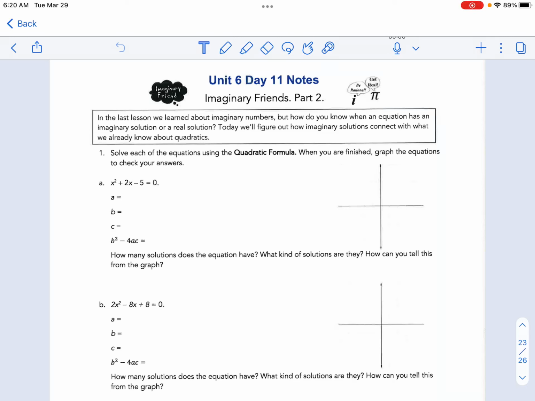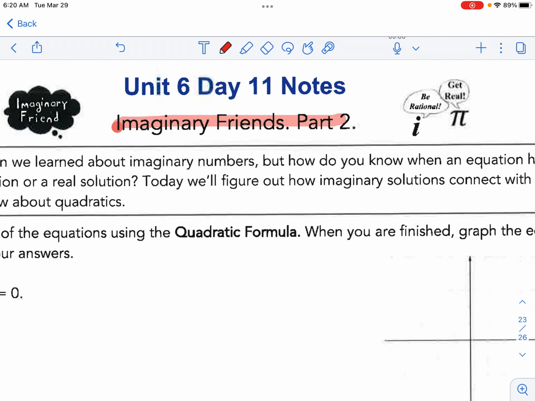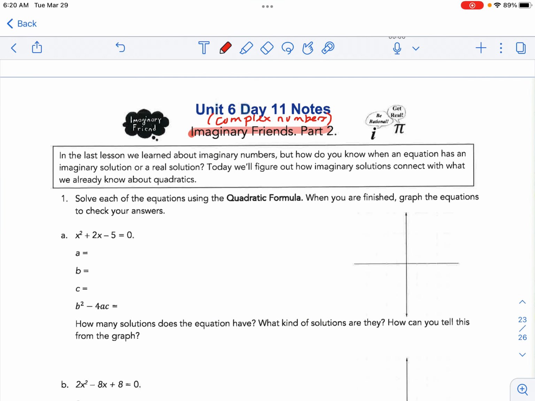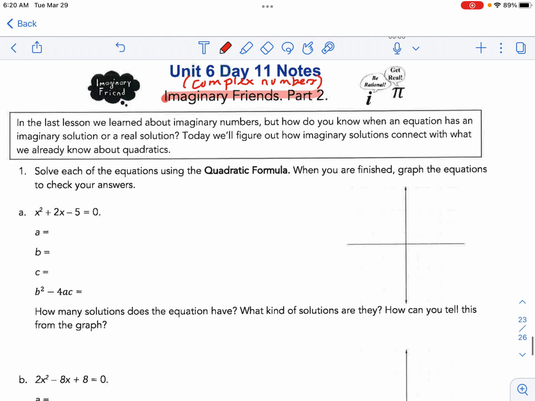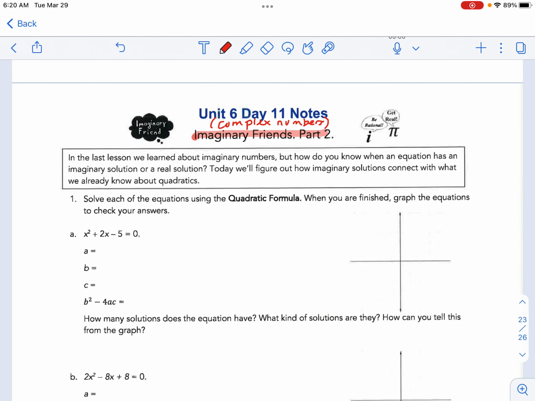These are the notes for Unit 6 Day 11, and we're going to continue our discussion about our complex numbers. We call them imaginary friends, but really what we're talking about is our complex numbers. We learned the basics about complex numbers in the previous section, and this is where they come into play.